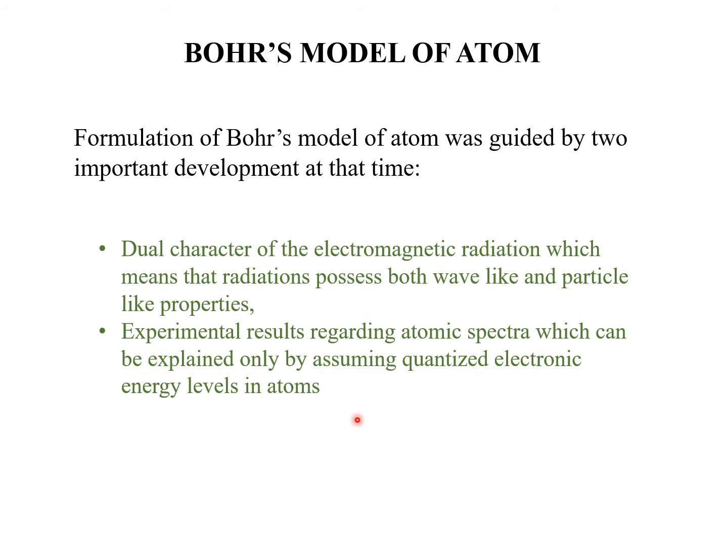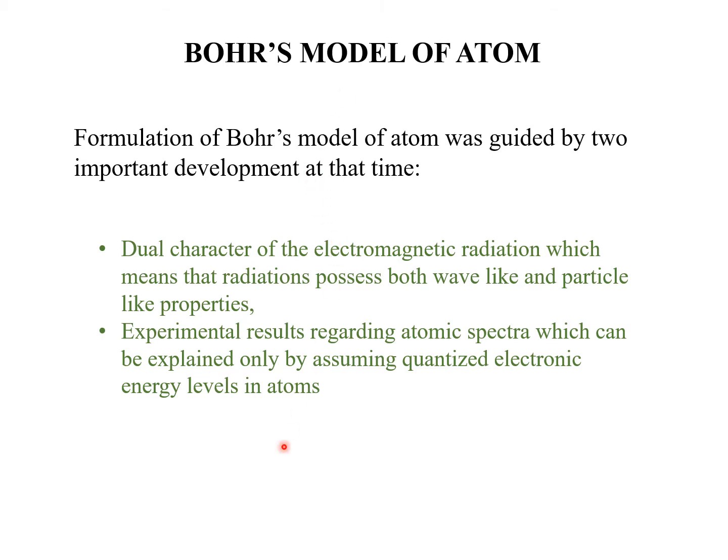I'll just explain what this quantized energy level in atoms means. It means that the electrons are present in different orbits, and the energy levels of these orbits are quantized, which means that they are in multiples of some integer.